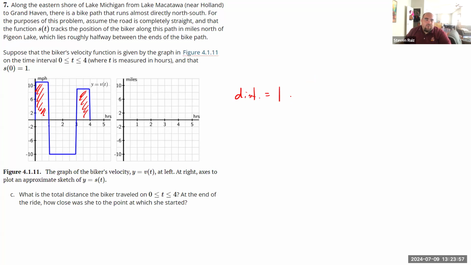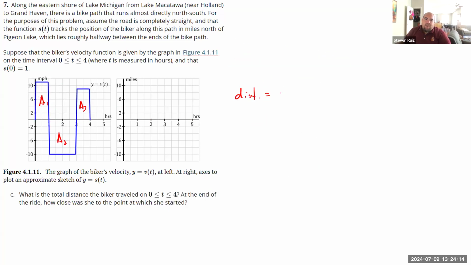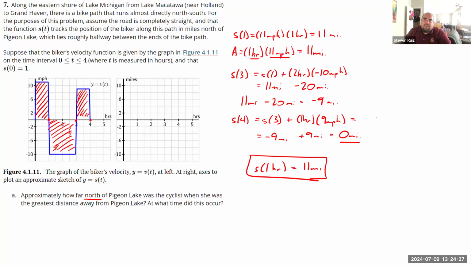So the absolute value of these 3 different areas. Now maybe I'll just talk about them differently: area 1, area 2, area 3. Whereas in the displacement I added up area 1 plus area 2 plus area 3, this time I'm going to add the absolute value of area 1 plus the absolute value of area 2 plus the absolute value of area 3, which I'm not going to bother working through again because we've already found the areas. I could just take their absolute values.